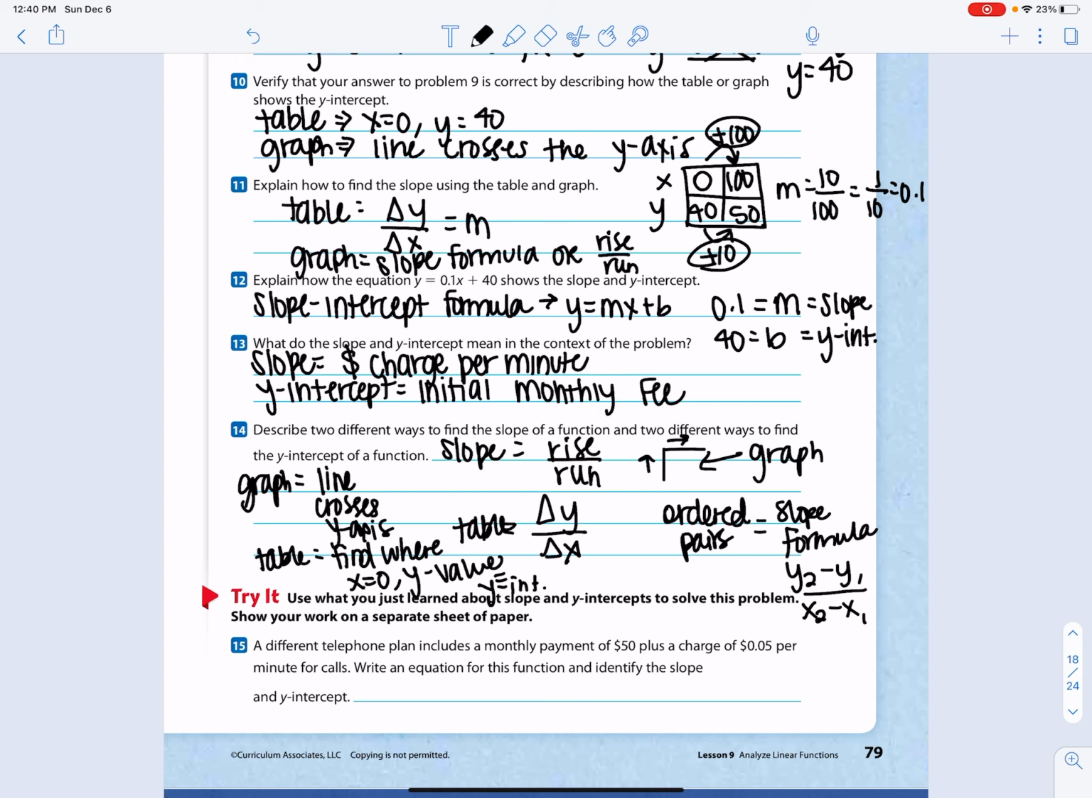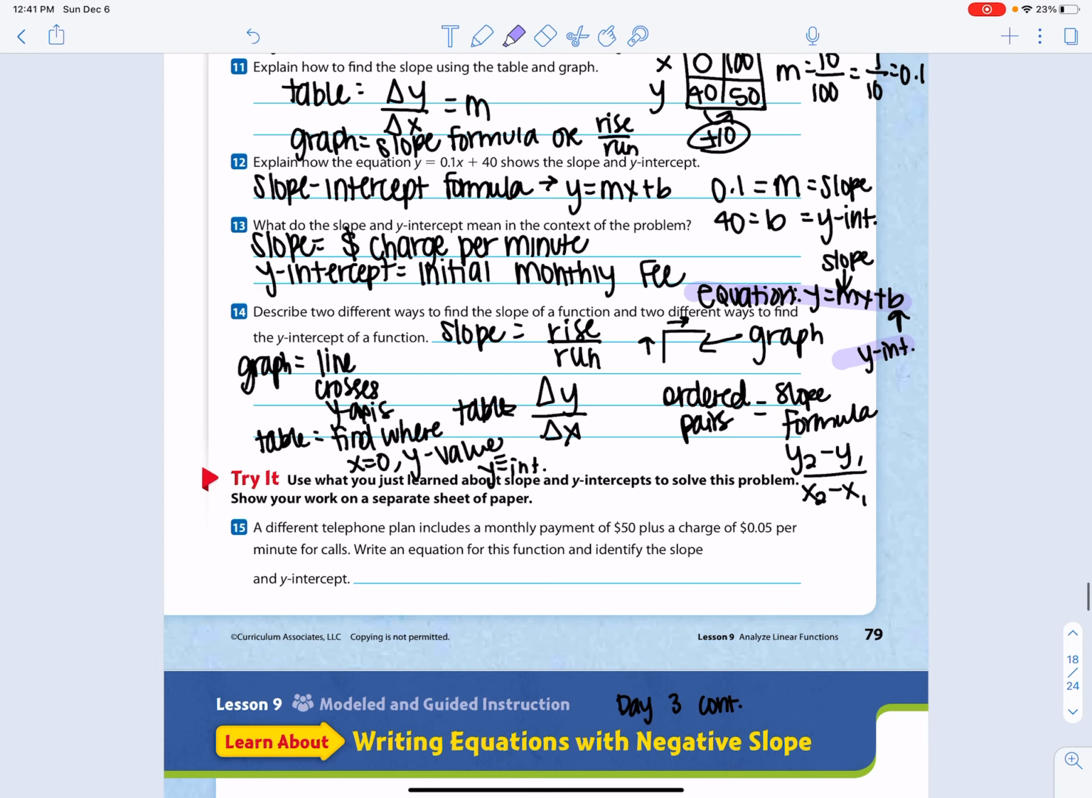So when looking for the slope or the y-intercept, if you're given the equation in the form of y equals mx plus b, your m is your slope and your b is your y-intercept. Again, they only ask you for two different ways. I'm giving you several. Okay. And our try it.